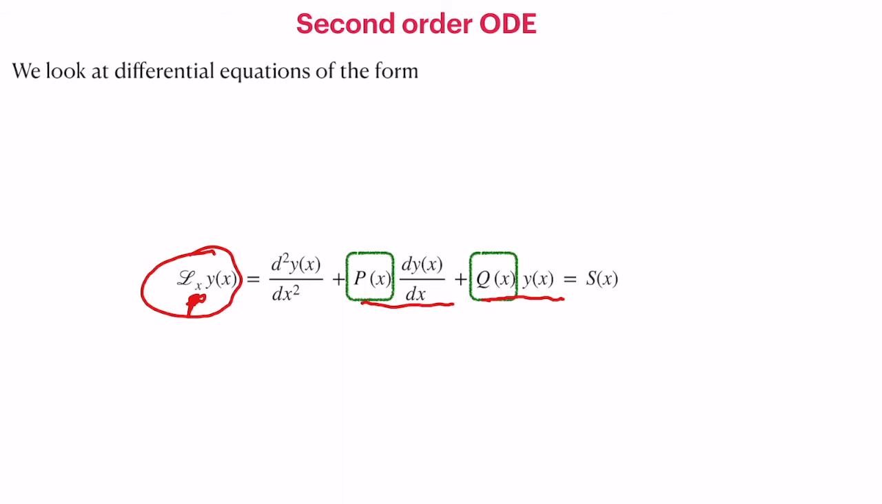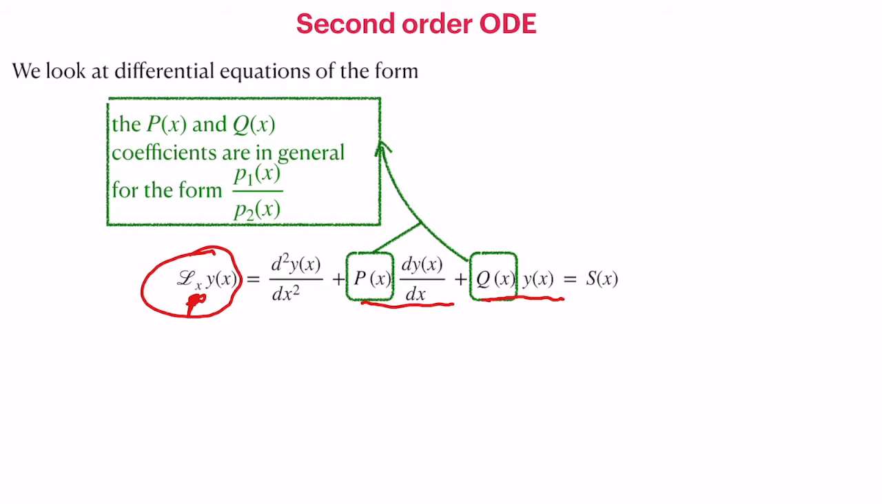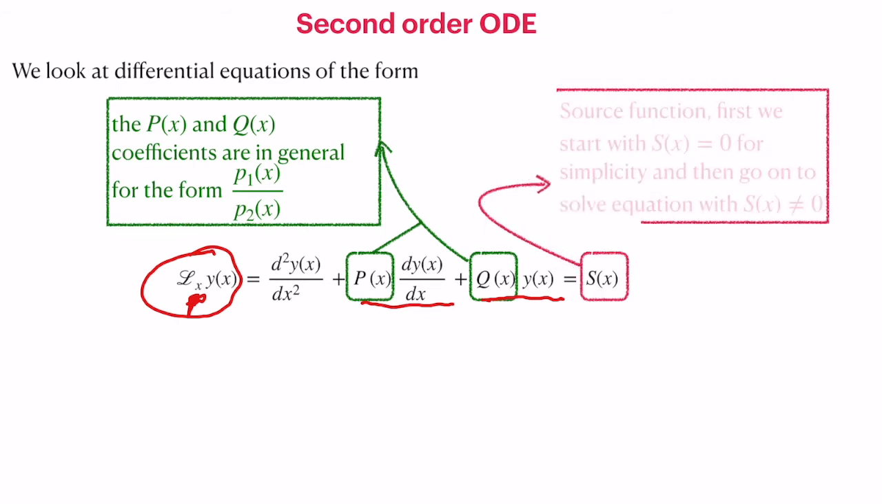These coefficients p of x and q of x can in general be polynomials, or of the form p1 of x by p2 of x. That is, it could be a ratio of polynomials. There is no need to restrict them in a specific manner. Now s of x, we have already seen, is called the source function.